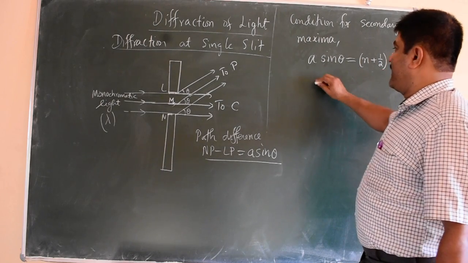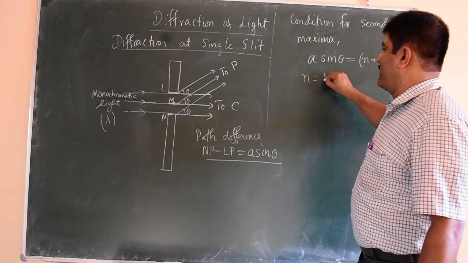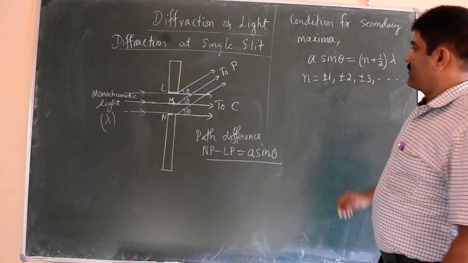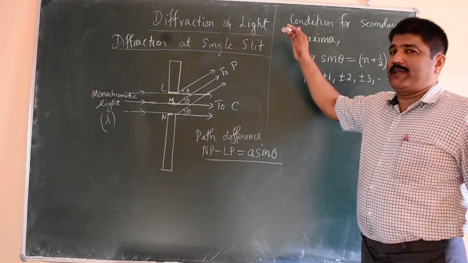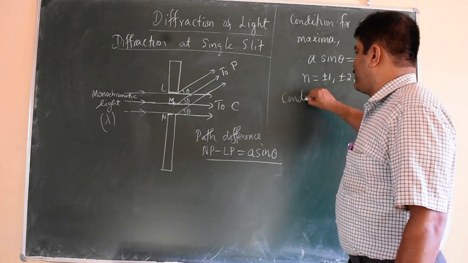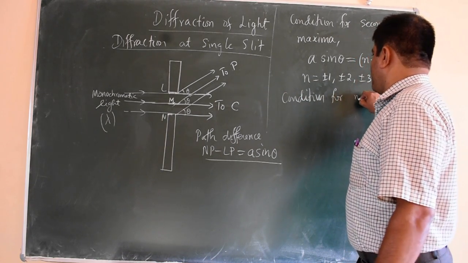So this is the condition where n equal to 1, you can take plus or minus 1, plus or minus 2, plus or minus 3, etc. So with this condition we get a bright region at the point P. Similarly, we write the condition for minimum. Condition for minima in diffraction.